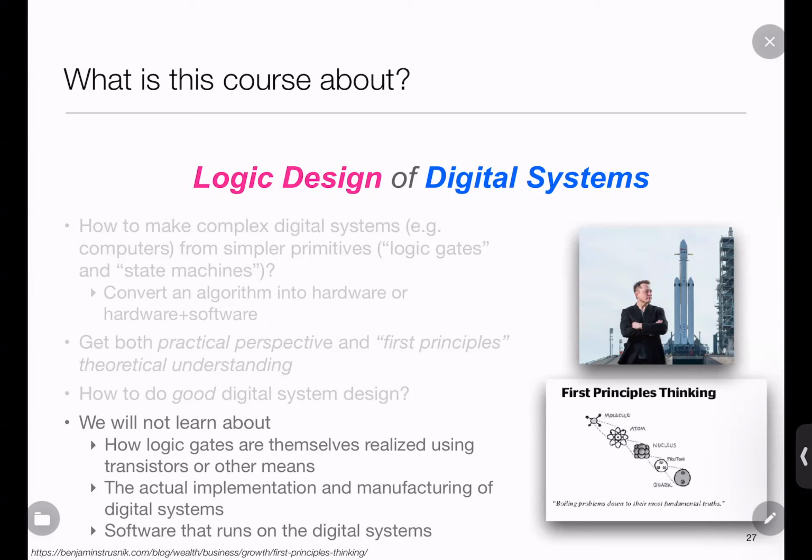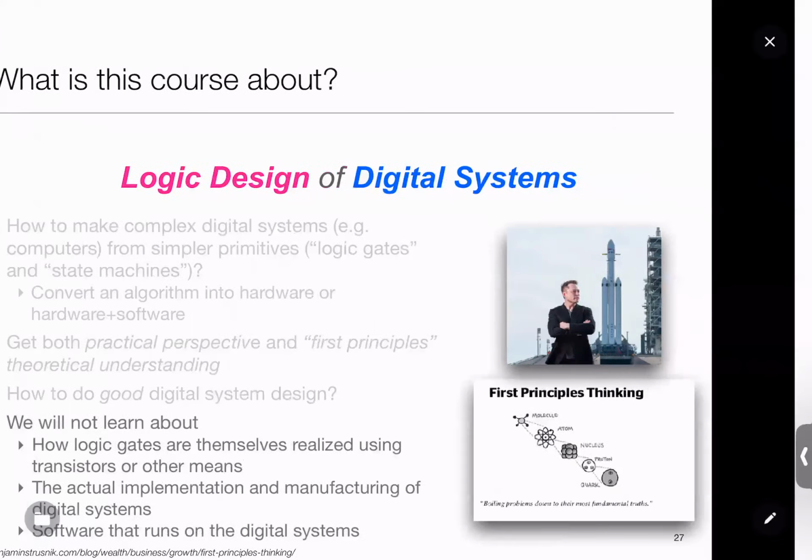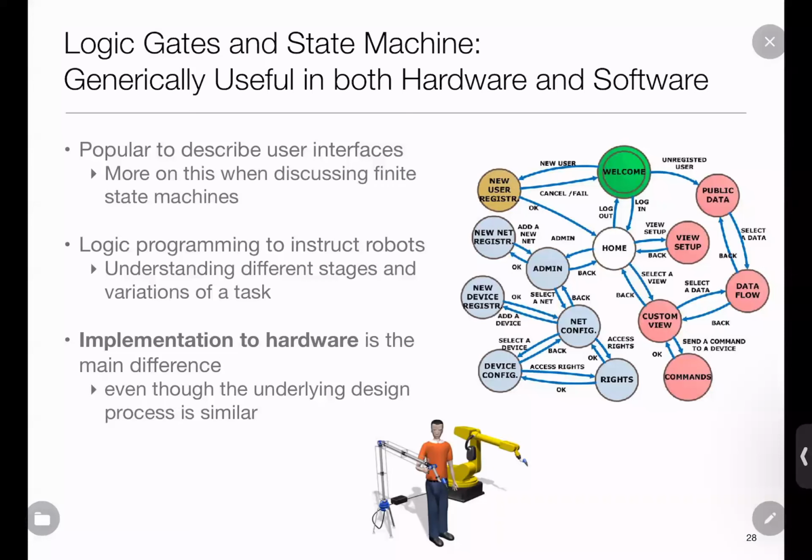An alternative would be, given a specification, you come up with an algorithm and then write code for it. That you do in CS 31, 32, 33. We are not going to do that. We are going to focus on how to implement that algorithm using gates. And of course, the kind of algorithms we can work with in hardware tend to be a lot simpler than the kind of algorithms you will work with in software. So logic gates and state machines are our building blocks.